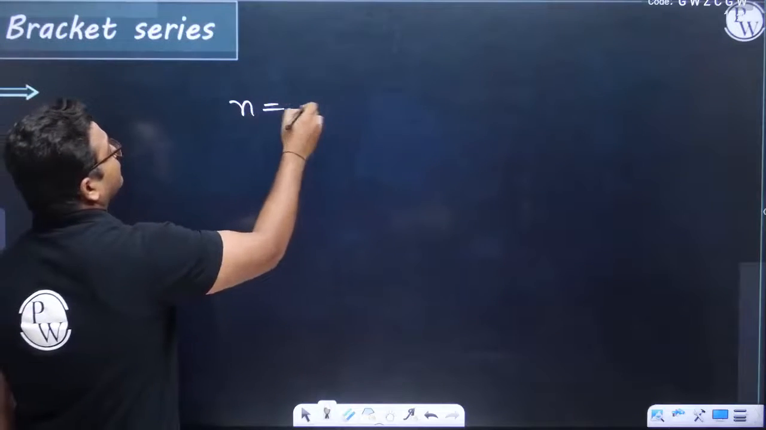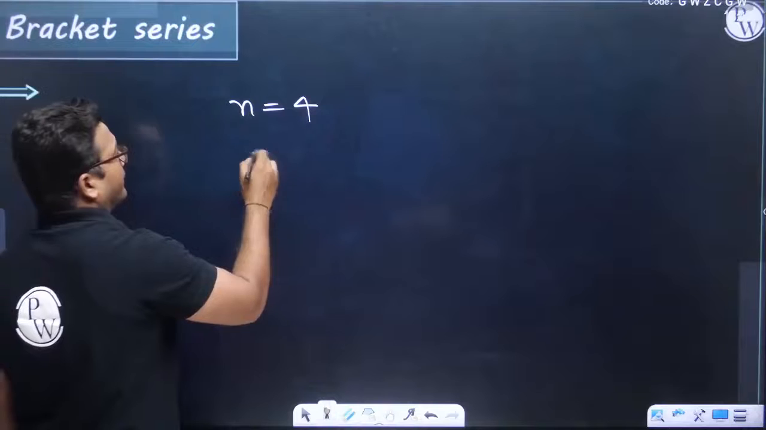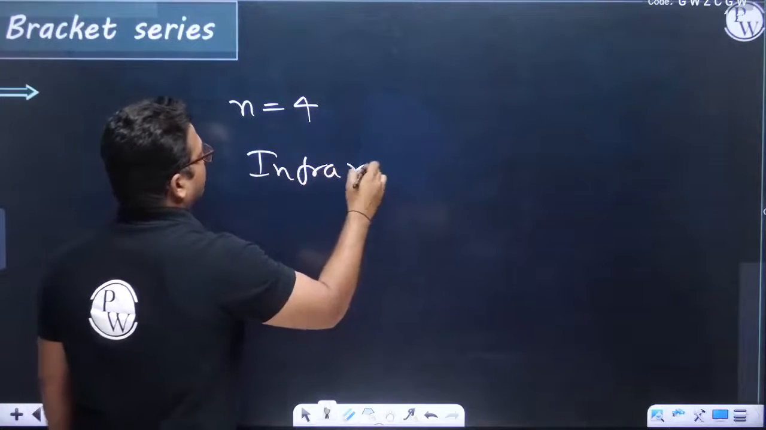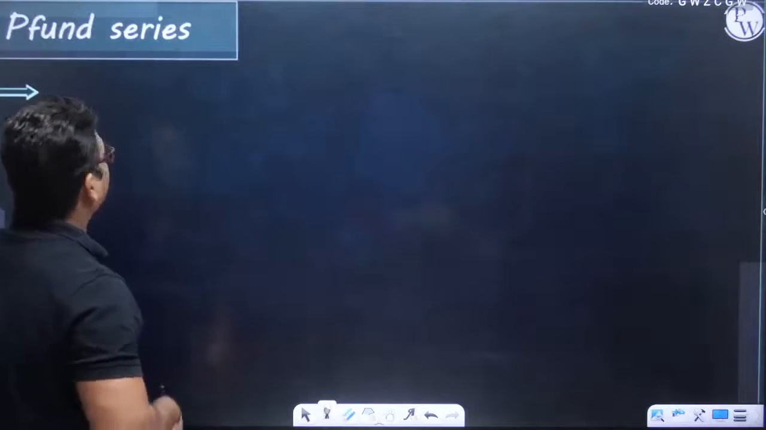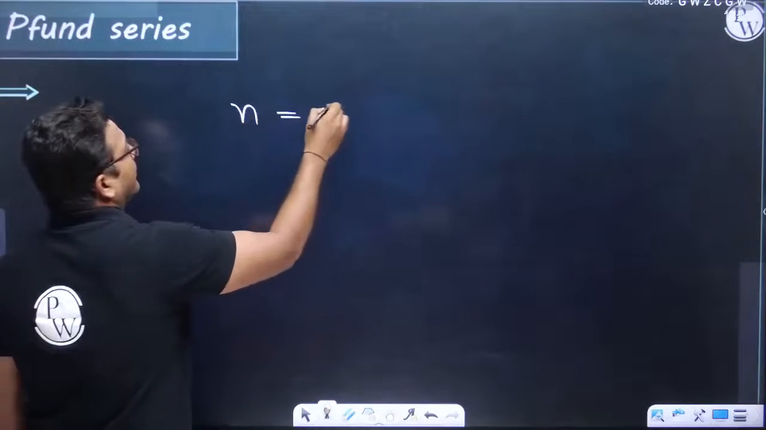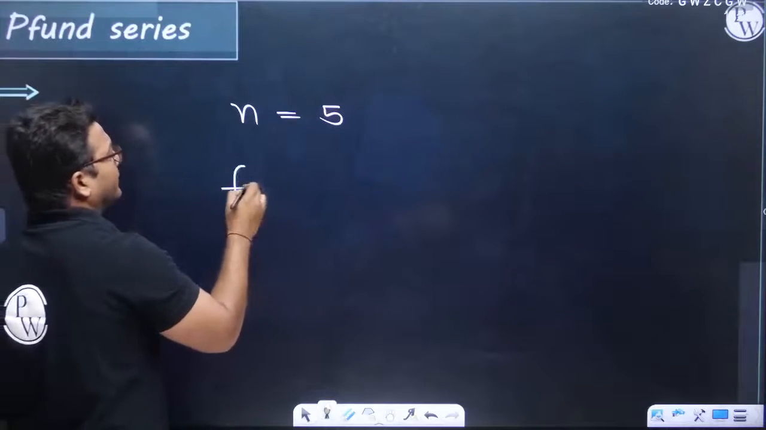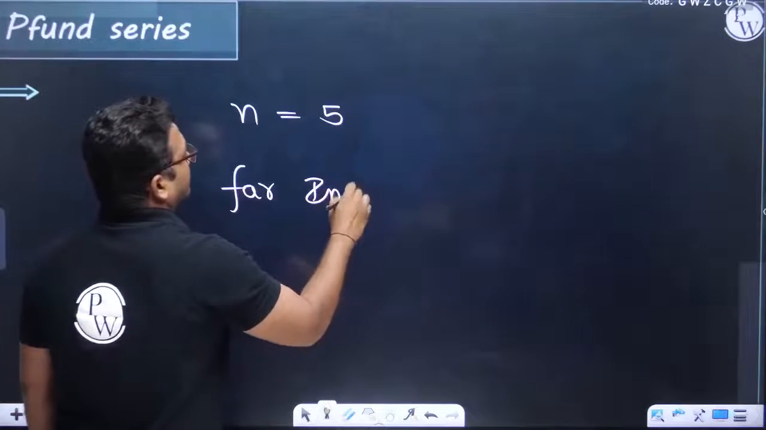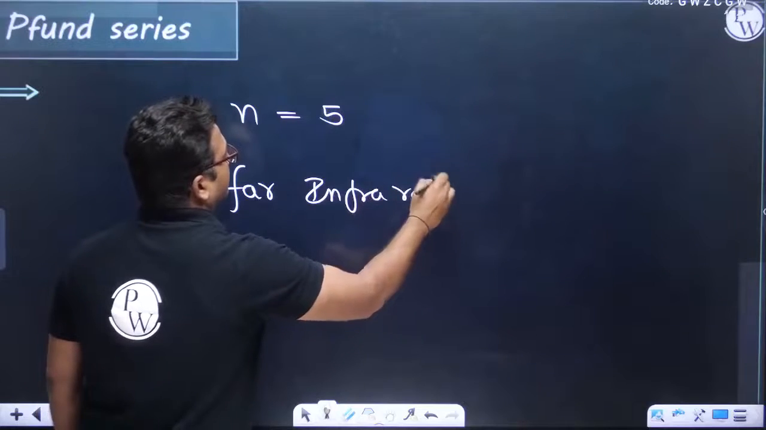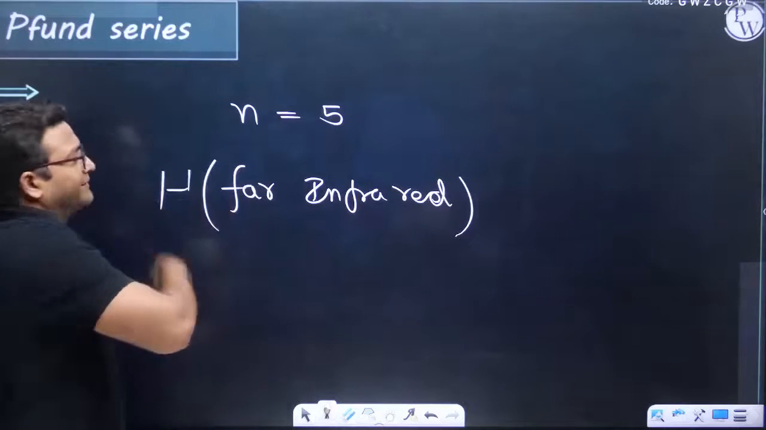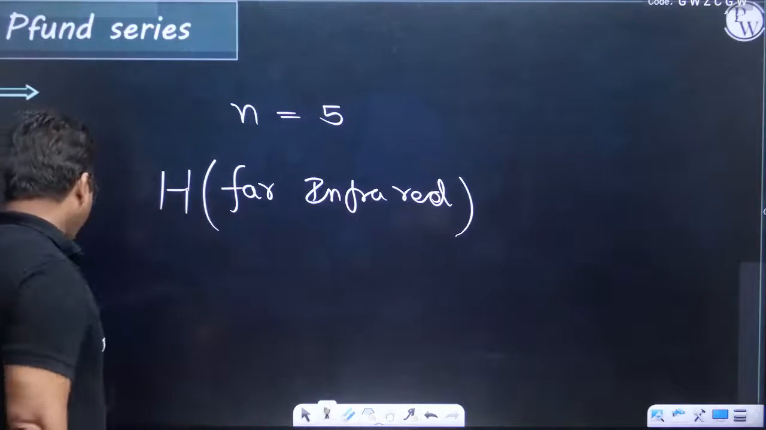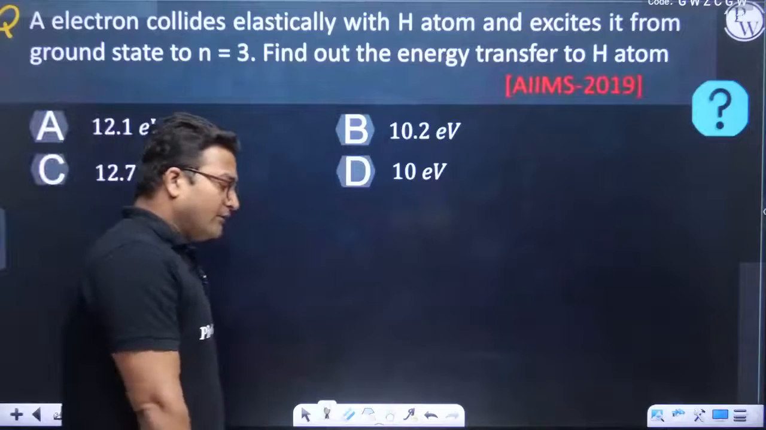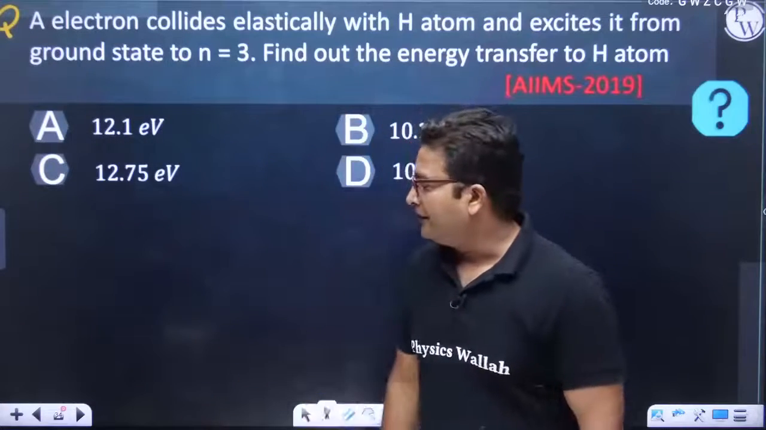And the Brackett series means jumping back into n equals 4. This is also in infrared, but I am talking about hydrogen. And the Pfund series means jumping back into n equals 5, and that is also basically far infrared, for hydrogen obviously. Okay, so this is about the emission spectrum, and now we will solve a few problems based on these series.